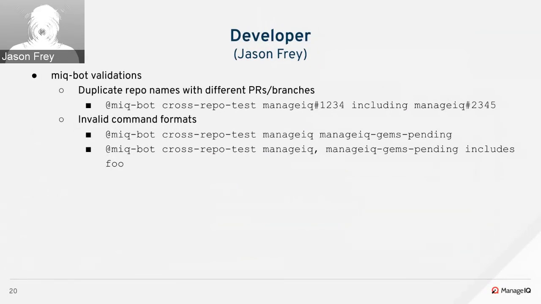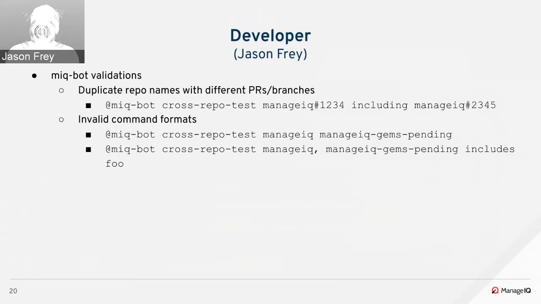We also handle some invalid command formats. The first one there is if someone forgets a comma, the bot won't understand what to do with a repo named ManageIQ space ManageIQ gems pending, and it'll comment about that. And the other one is a typo. If someone types, instead of the word including, the word includes, that'll come up similarly in that the bot won't know what to do with a repo named ManageIQ gems pending space includes space foo.